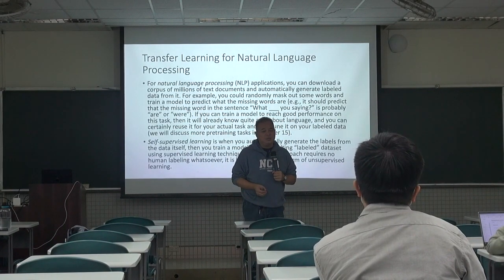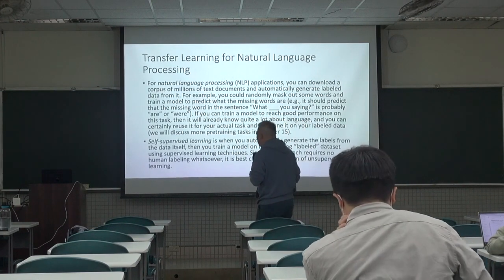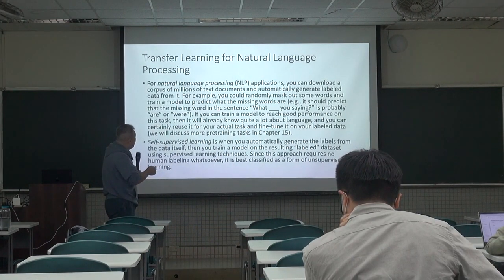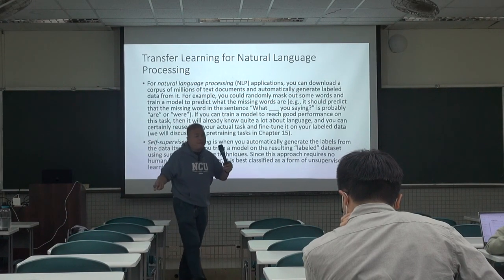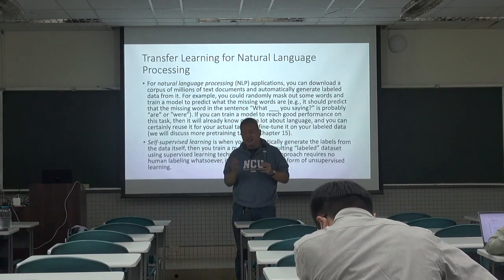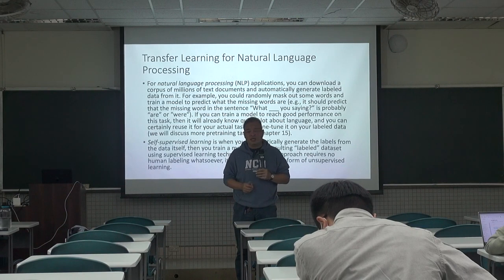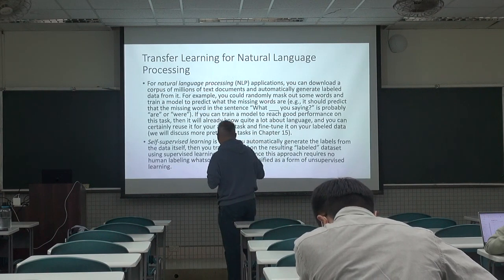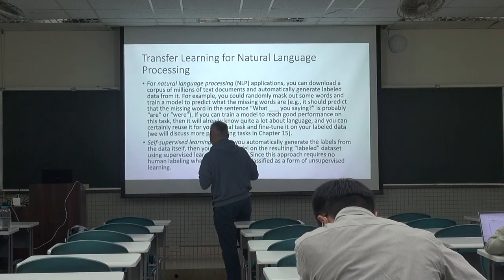It's difficult. But we could do something like this. For example, we can get a lot of text from the World Wide Web, for example Wikipedia. Wikipedia has a lot of sentences, and you can use a crawler to easily download those sentences. And then you can randomly remove some words from the sentence.